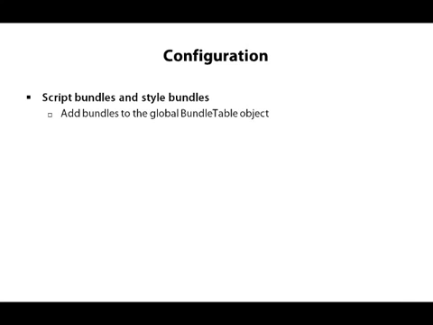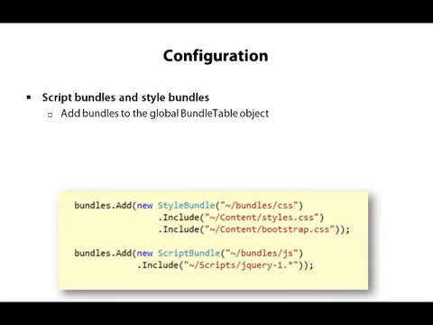To optimize our page load time, we have to tell the runtime what files we want to optimize. And we work with 2 types of files. We work with script files and style files, JS files and CSS files. And each type of file has an associated bundle class. There are script bundles and style bundles. So we build our bundles with the files that we want, and we register these bundles with a global bundle registration component known as the bundle table.